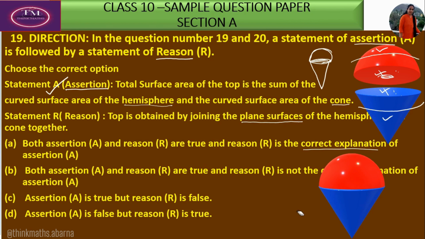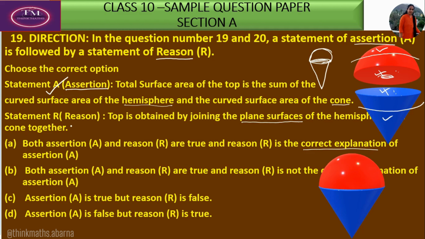We cannot see the plane surface when the curved surface area of the hemisphere and the curved surface area of the cone are joined together. We cannot see the plane surface area. So a top is obtained by joining the plane surfaces of the hemisphere and cone. When we join them together, we cannot see this portion, that is, the plane surfaces are joined together. If we join this together, we will get the shape of a top.